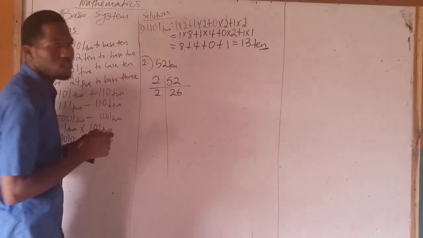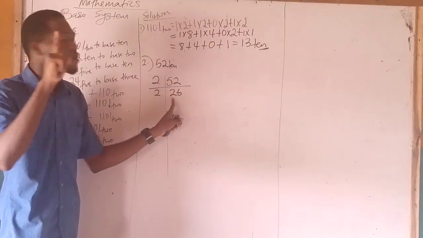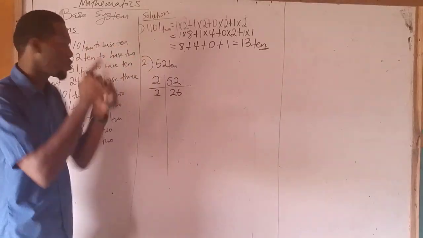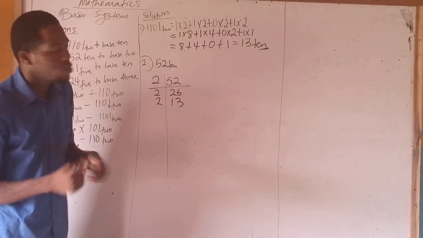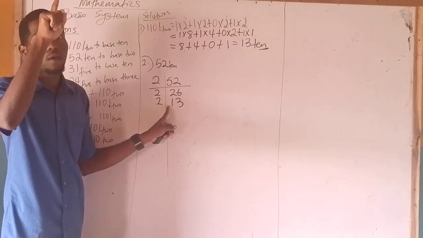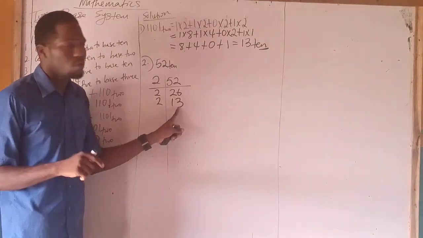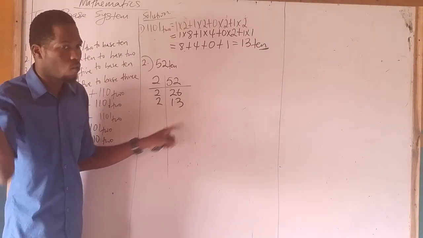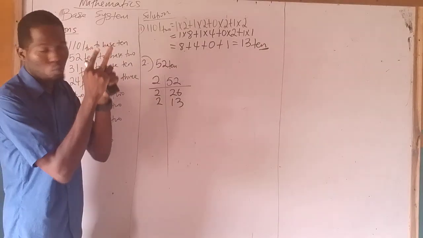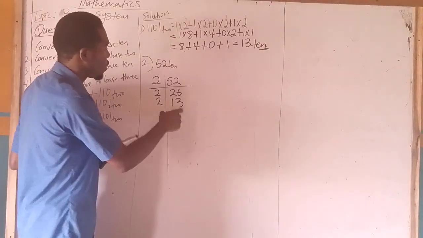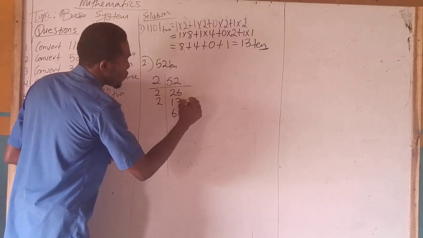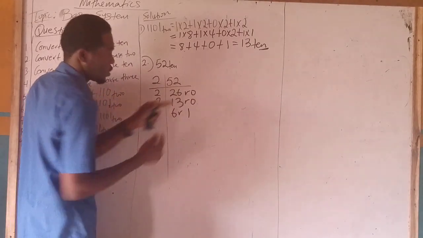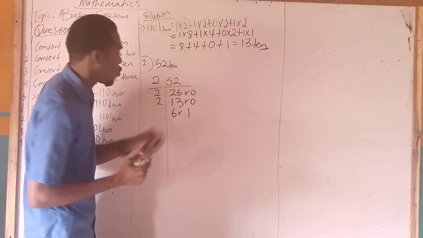Then 2 in 26. 2 in 20 is 10. 2 in 6 is 3. 10 plus 3 is what? 13. Then 2 in 13. 2 in 10 is 5. Then 2 in 3 is 1, remainder 1. So 5 plus the first one, we get 6. Then remainder 1. So we have 6 remainder 1. Here remainder 0 and here remainder 0 because we didn't have any remainder for them.